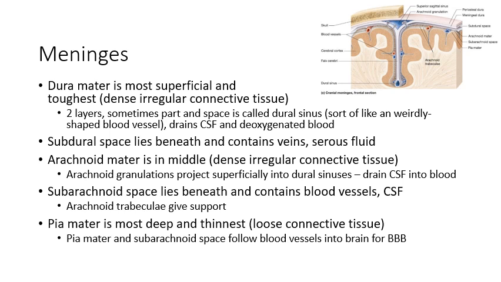Then beneath the arachnoid mater, you have the subarachnoid space, which contains most of the blood vessels that would be supplying the brain with oxygen, and it's also filled with cerebrospinal fluid. Crossing the subarachnoid space, you have arachnoid trabeculae, which basically prop it up so that it doesn't collapse.